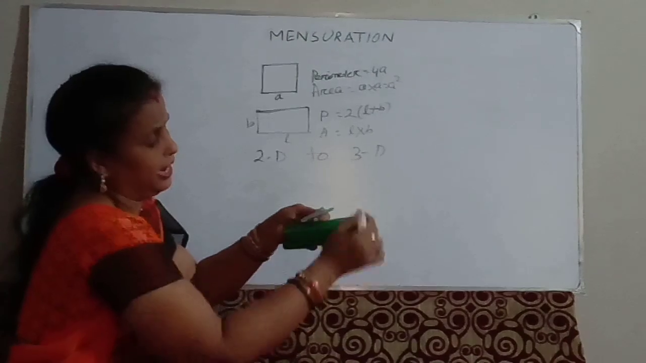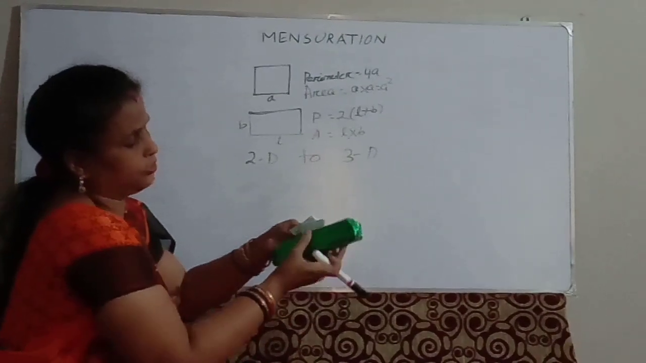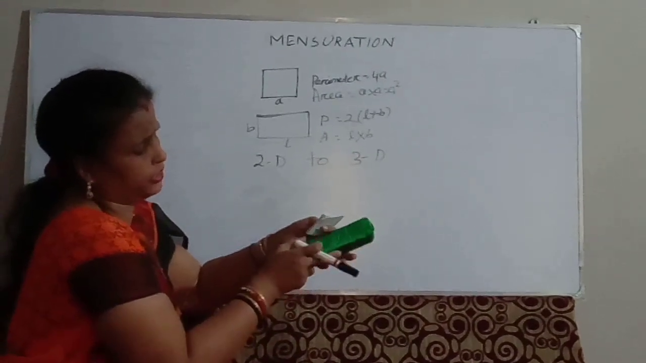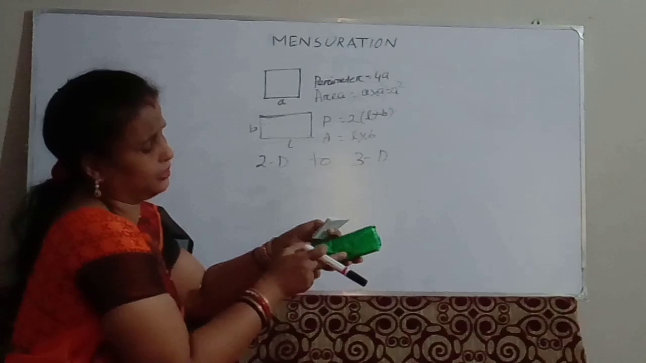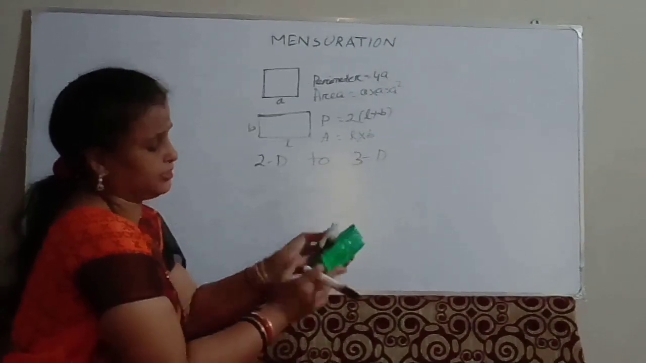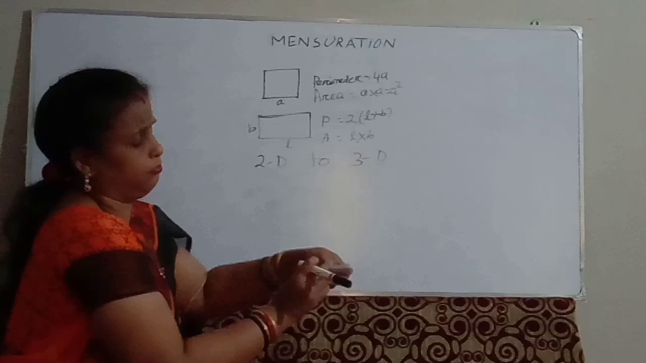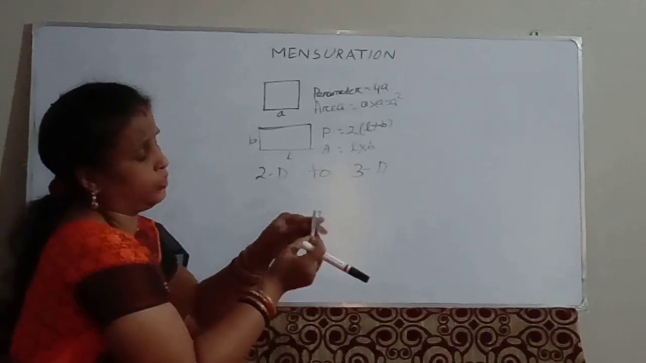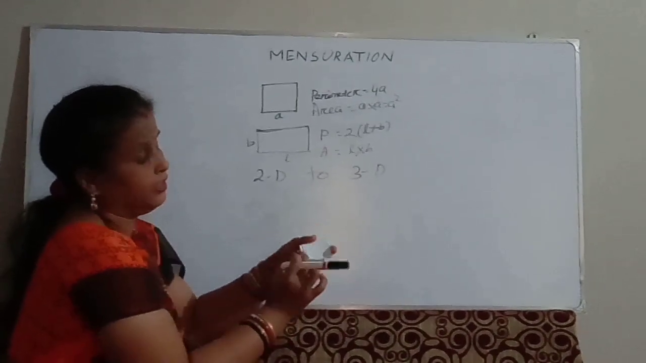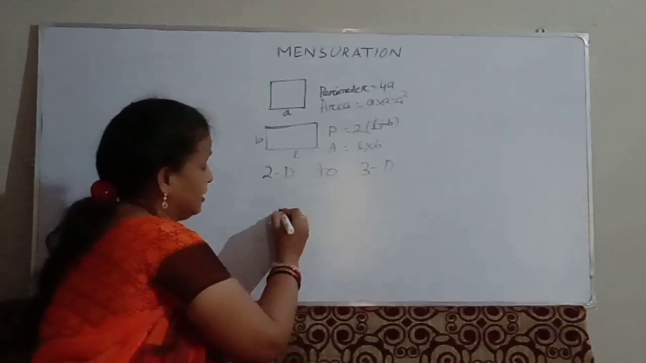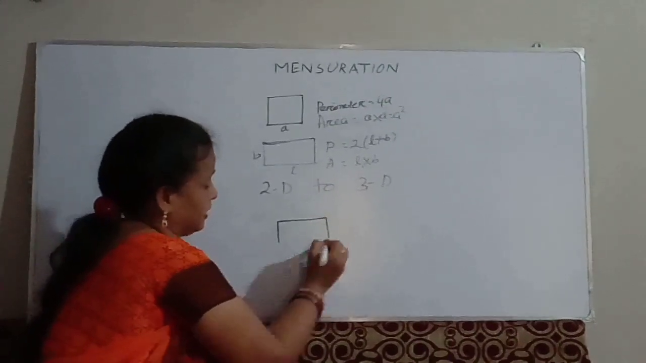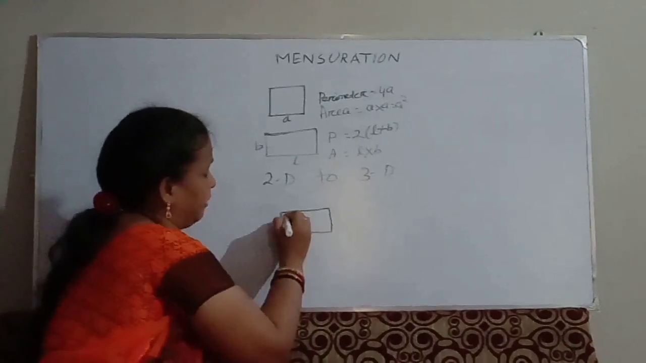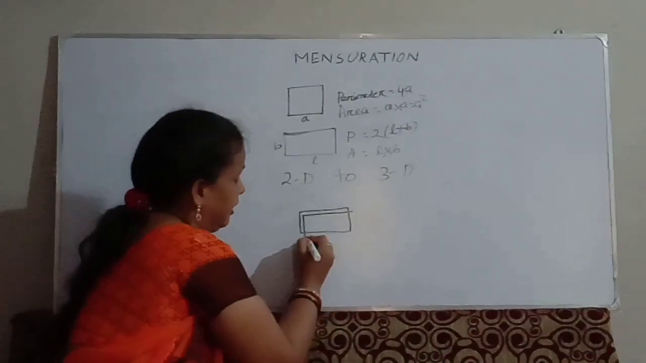This part is L, this part is B and this part is H. You can see this is a rectangular shape. Whenever you rotate or turn the cuboid to any side, it looks like a rectangular shape. So suppose I draw a rectangle like this, then another piece of paper I hold overlapping this first rectangle, it looks like this.